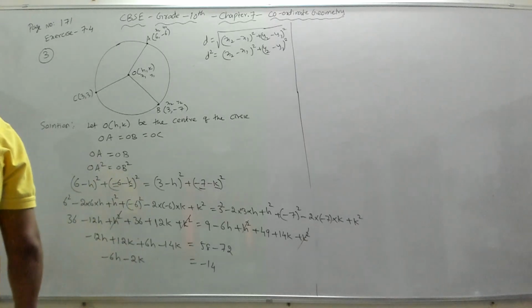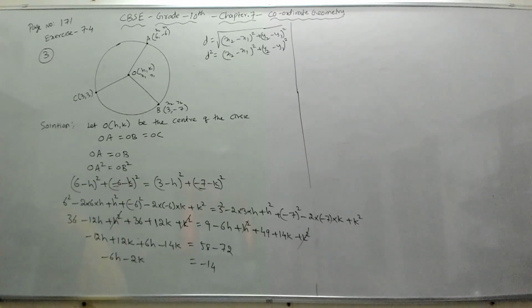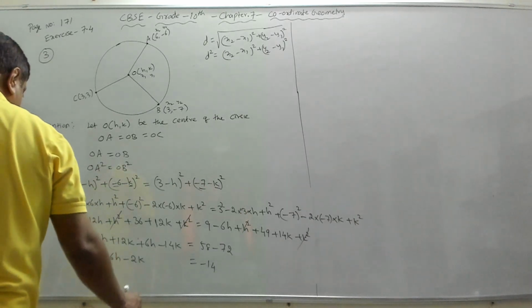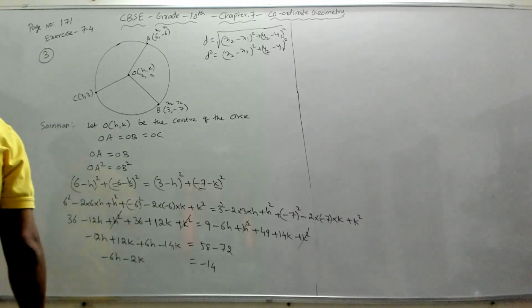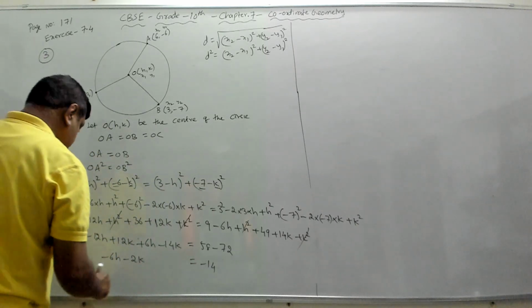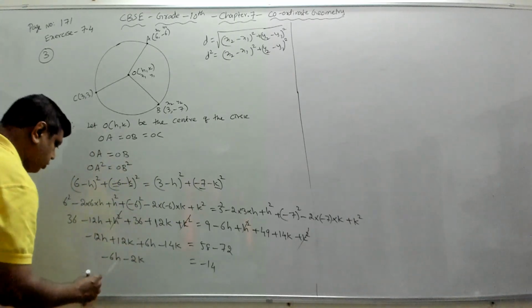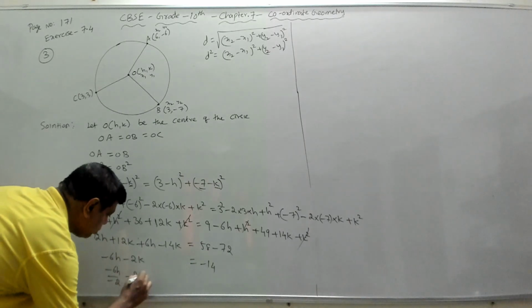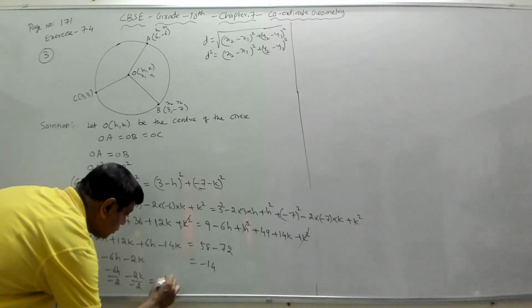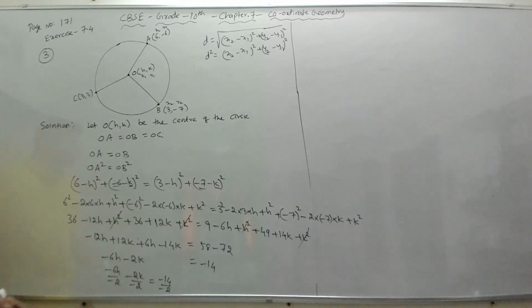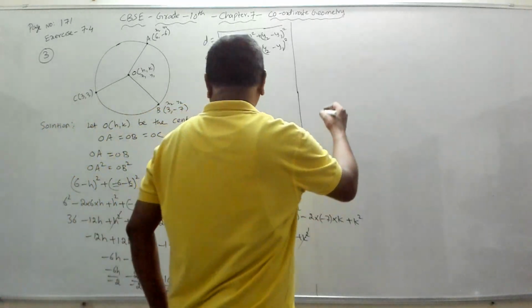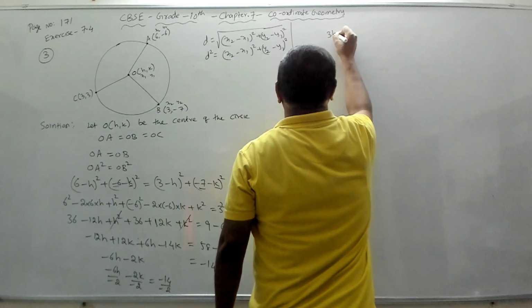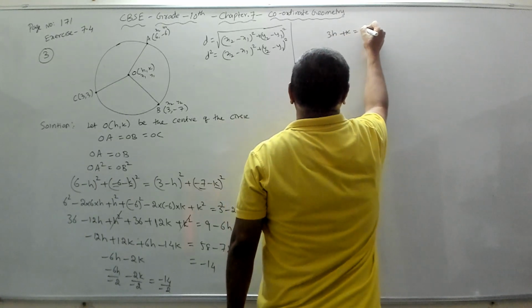So if we cancel throughout by minus 2, what do we get? So we get minus 6h by minus 2, minus 2k by minus 2, equal to minus 14 by minus 2. I'm dividing throughout by minus 2. Then what do we get? We get 3h plus k equal to 7.